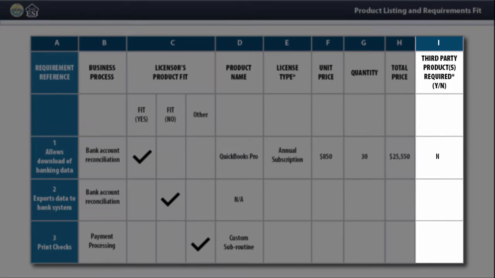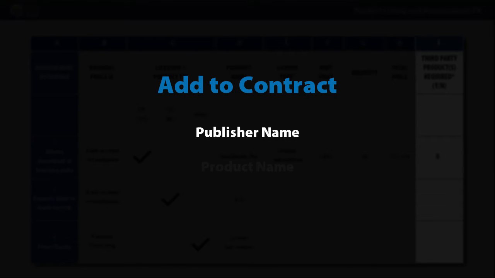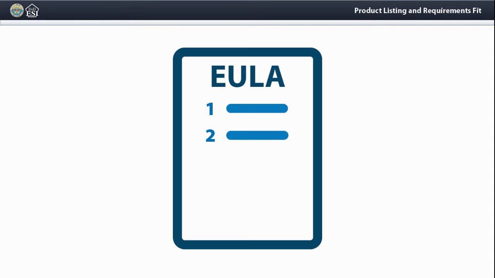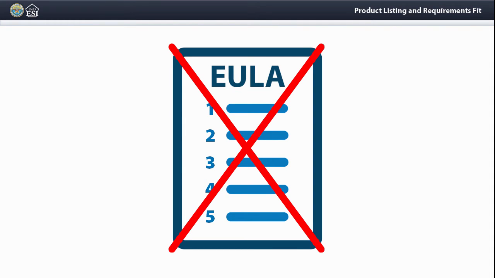The seller should complete column I if a third-party product is required to operate the software you are licensing. If third-party products are required, they should be referenced and listed in the contract to include the publisher name, product name, and quantity required. It is not sufficient to simply list the products being licensed in the end-user license agreement.